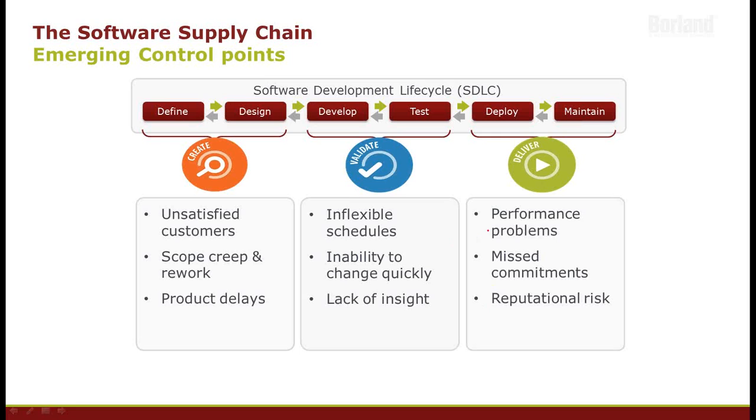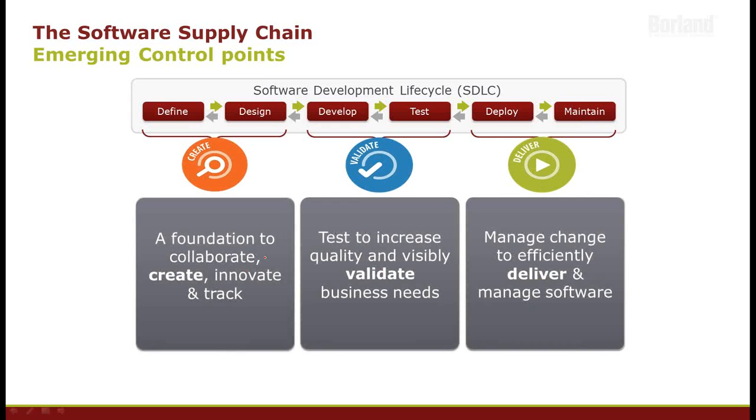Is it heading towards success or is it heading toward failure? In delivery, we spoke about performance problems, missed commitments, which is non-delivery on time. And apart from non-delivery on time, missed commitment can also mean not meeting the promises which you made when you told your end client that yes, this is what we are going to deliver as per the SLA or as per the project agreement. And reputational risks, yes, we certainly spoke about that. How do you handle this? In creation, you have to have a foundation to collaborate, create, innovate, and track. In validation, you need to test to increase quality and visibly validate business needs. In delivery, manage change to effectively deliver and manage the software, the application which you're developing.